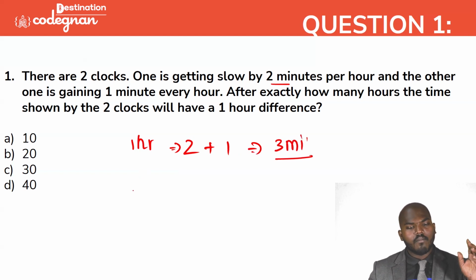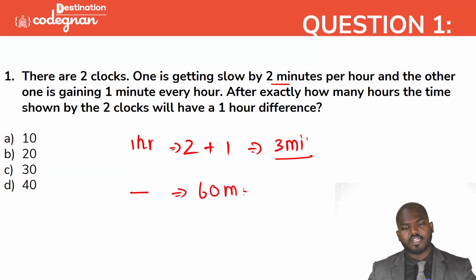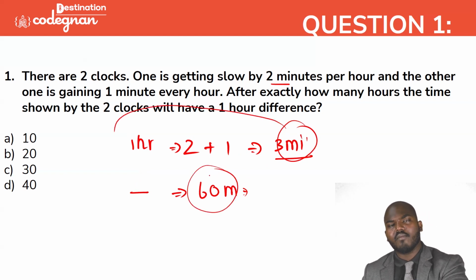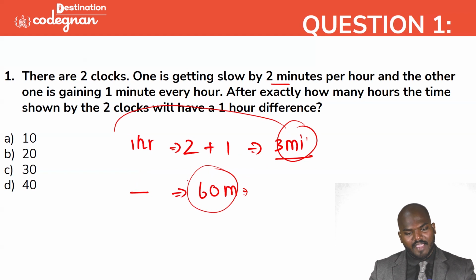So they are asking how many hours. If you make a 60 minutes difference, 60 minutes means that is 1 hour only, right? So for 3 minutes, it takes 1 hour. For 60 minutes, how many hours will it take? It will absolutely take 20 hours. For 1 hour, it will have 3 minutes. For 60 minutes, we will have 20 hours. This is how you find the value, guys.